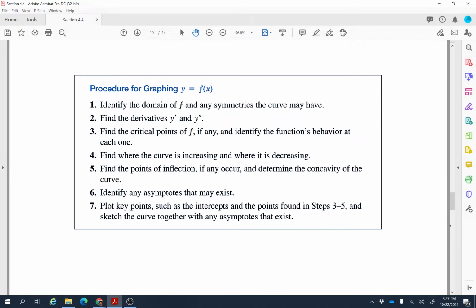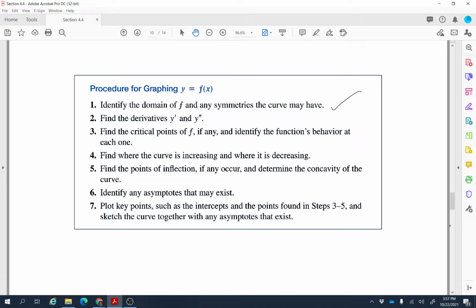Okay, so this section is basically about graphing. So we are going to plot a graph of a function. For plotting a graph, we are going to use these steps. First of all, whenever you try to plot the graph, find the domain of the function, and then if it's possible, find the symmetry, meaning x-axis symmetry, y-axis symmetry, or origin symmetry.